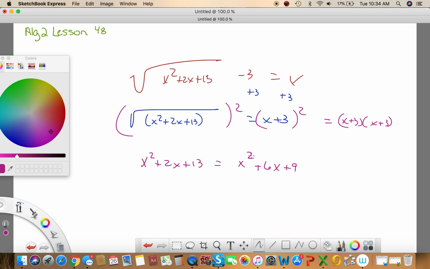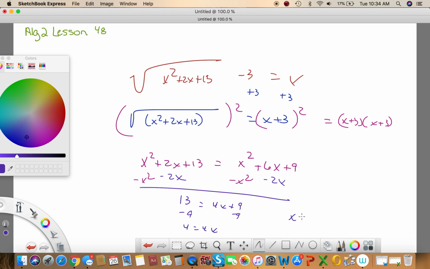So now we're going to subtract x squared from both sides, right? And then we're going to subtract 2x from both sides. So we get 13 equals 4x plus 9. I'm going to subtract 9, 4 equals 4x. And I get x equals 1.